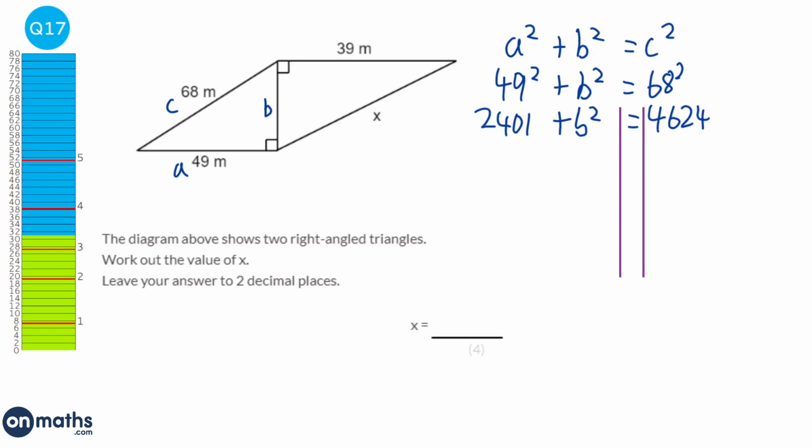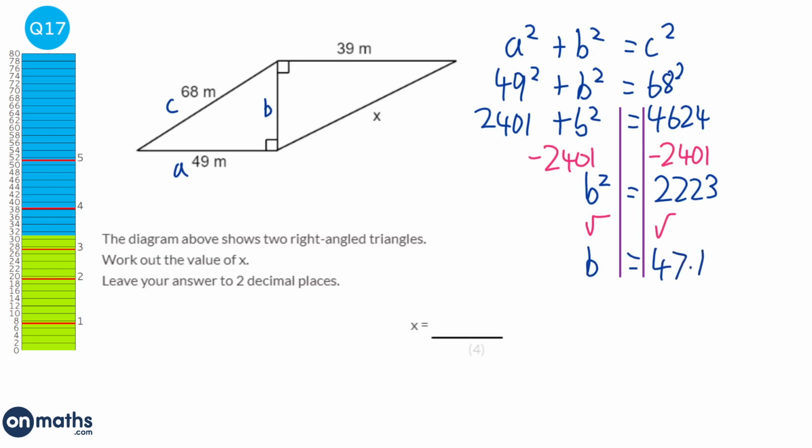So we are solving here, so let's get our lines down. And we're going to start by subtracting the 2,401 from both sides. So we've got b squared equals 2,223. Then we're going to square root both sides, and we've got b equal to 47.148 and so on. Okay, we're now looking at the second diagram, and this time we're going to have a, we've got our b, and we're going to call x the c.